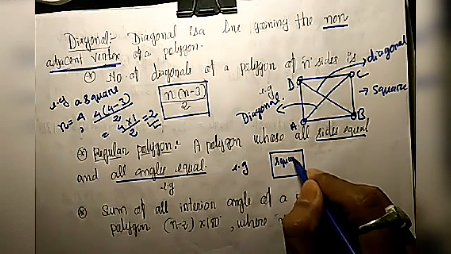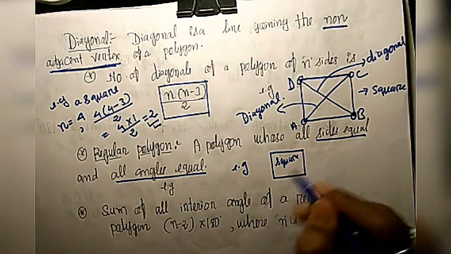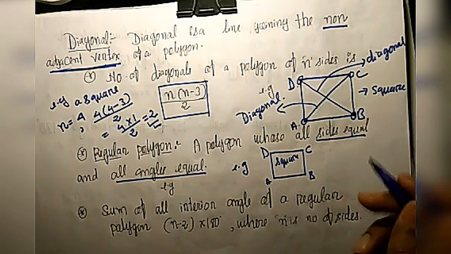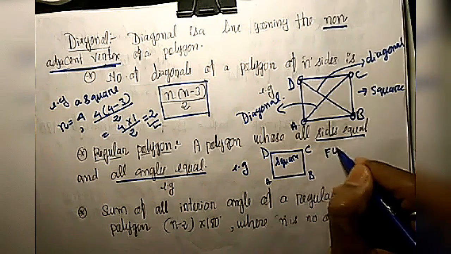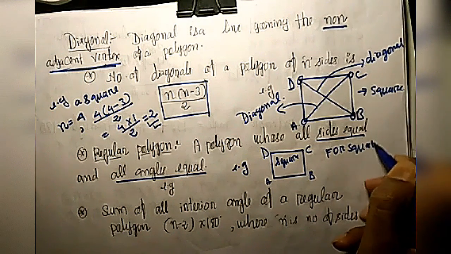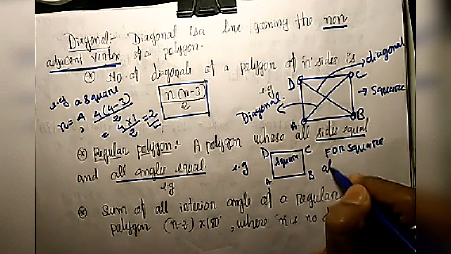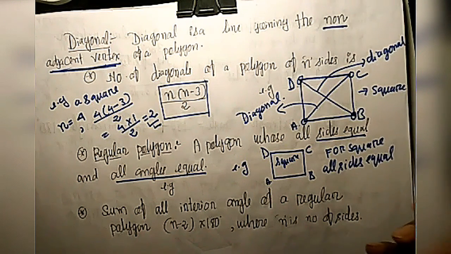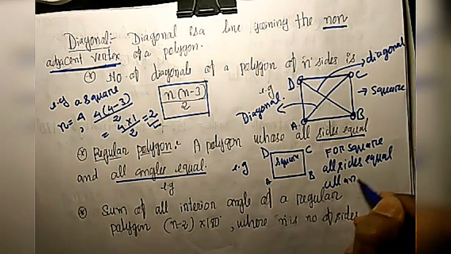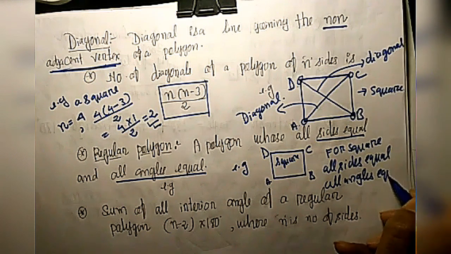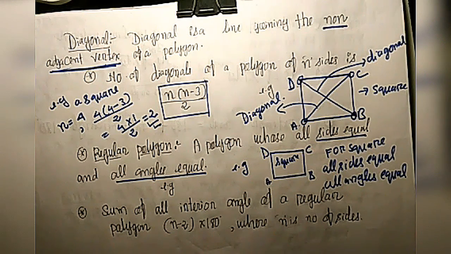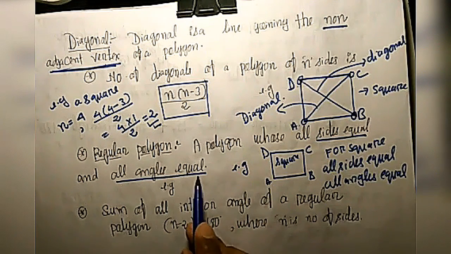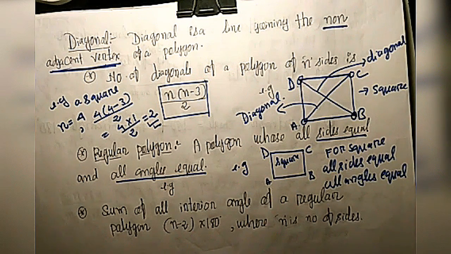so square is an example of regular polygon because in a square all the sides are equal and all the angles are equal. In a square, what is the measure of each interior angle? Tell me the answer quickly. Yes, correct. It is 90 degree. So for a square, all sides are equal and all angles are equal. So it's an example of regular polygon. All sides are equal, all angles are equal. These are the 2 key points you should remember.